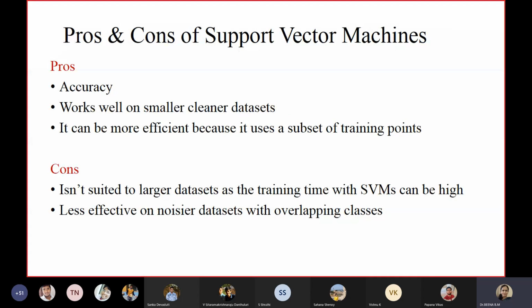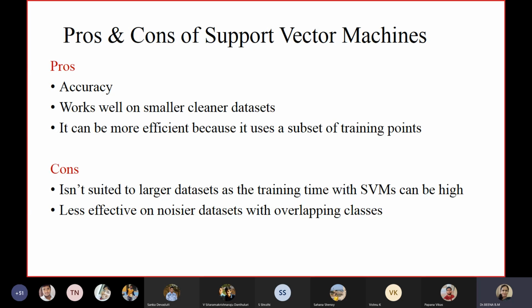Next, pros and cons of support vector machines. Pros is accuracy. As I said, it works well for smaller data sets. If the data set is smaller, definitely accuracy will be good. It will predict well, and it can be more efficient because it uses a subset of training points. In the sense, a subset of training points is used for classification, right? So we use a subset of training samples while training the model.